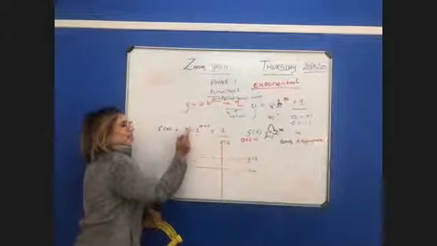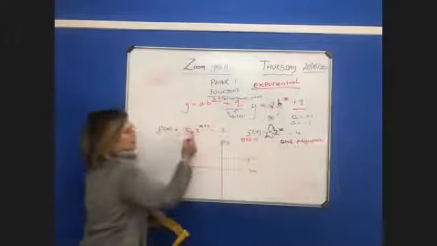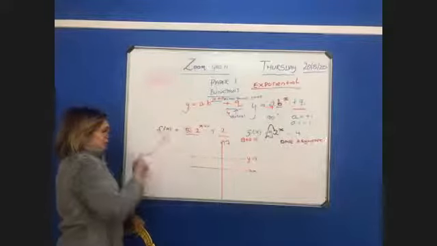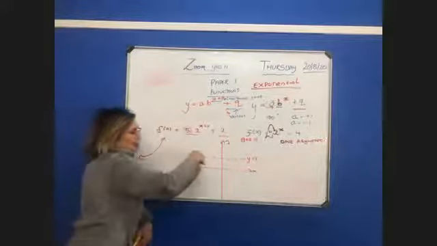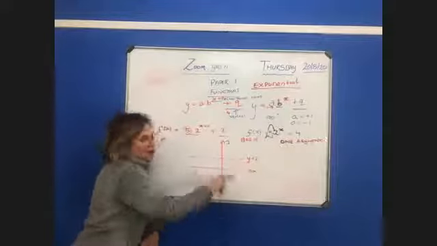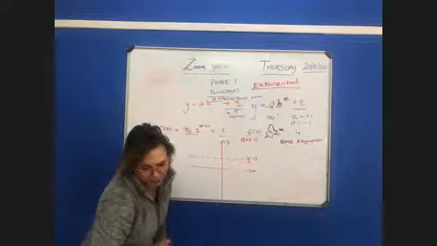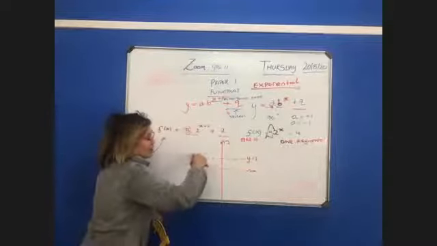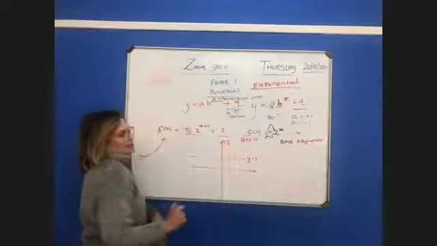Now look here. Do you agree the a value is positive? And the base is bigger than 1. So I already know that's the shape. So I already know if that's the shape, there's going to be no x-intercept. I bet you I'm right. I'll prove it to you. All right? Okay? But there will definitely be a y-intercept. So let's do the y-intercept first.